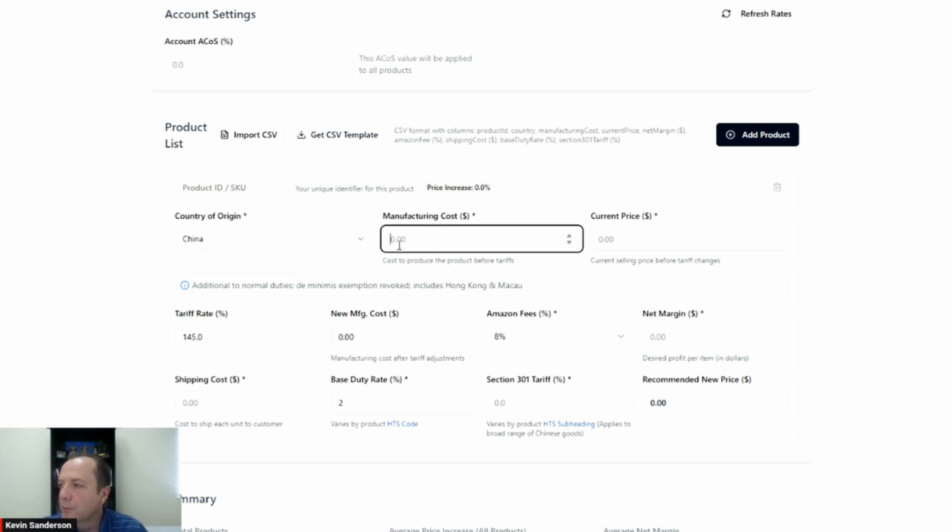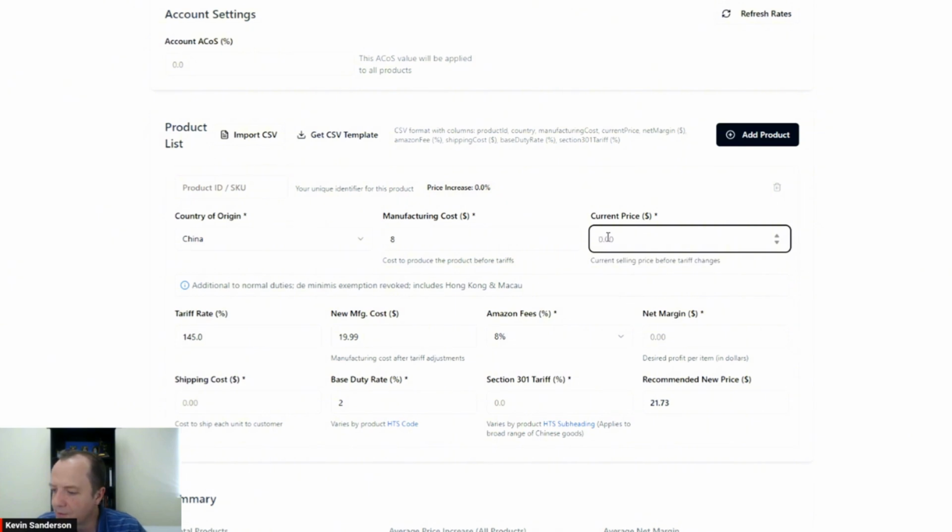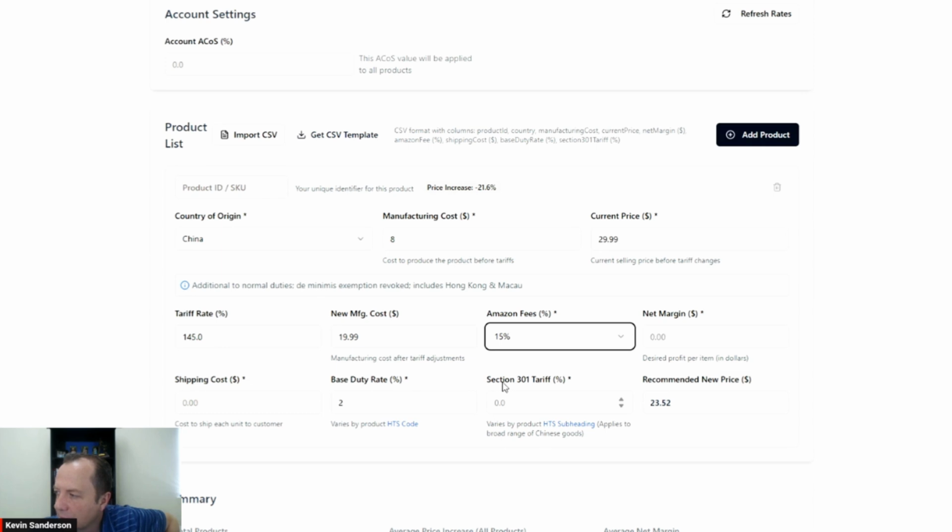What's really cool here is you can put in what your current manufacturing cost is. So let's say for fun, it's $8. And let's say your current price is $29.99. Don't look at this number here until we put in our other numbers, but we're going to put in our Amazon fees as 15%.